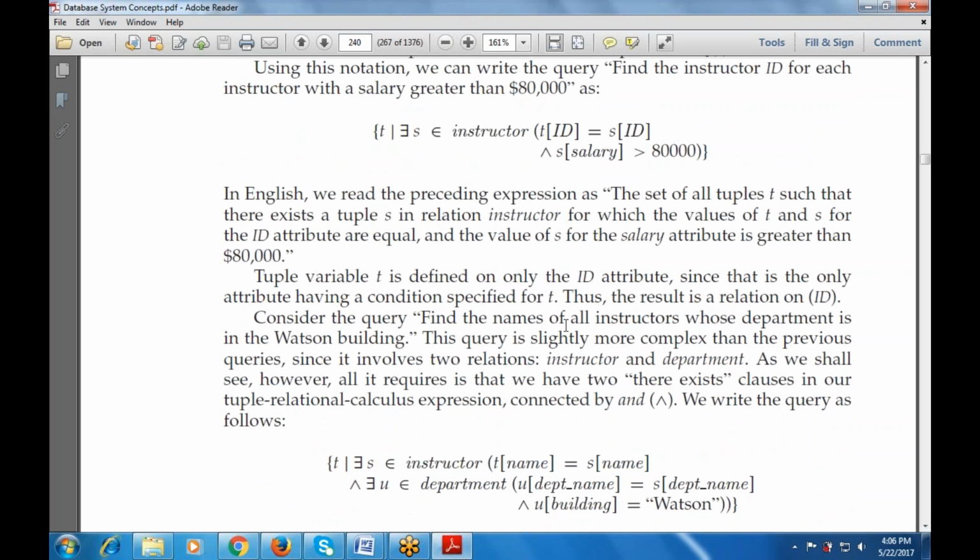The tuple variable T is defined on only the ID attribute, since there is only that attribute having a condition specified for T. Therefore, the result is a relation on ID.